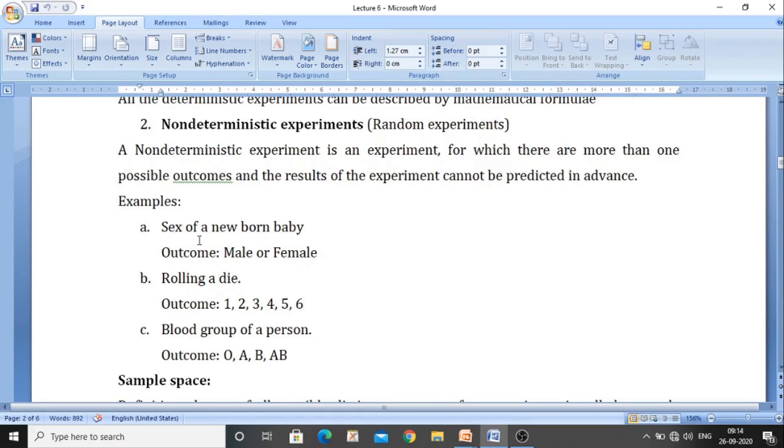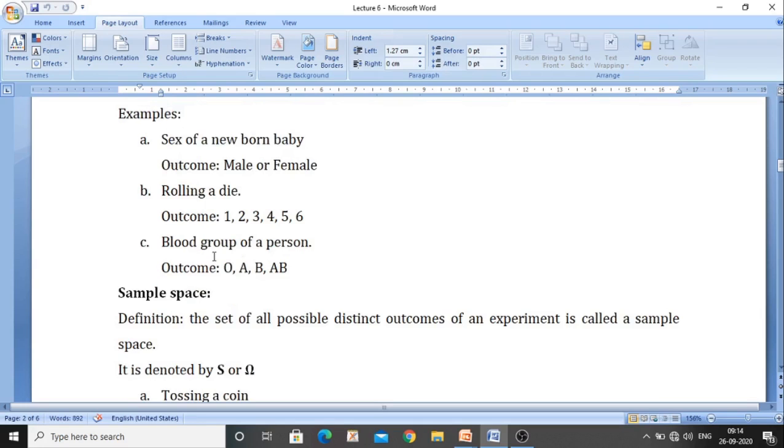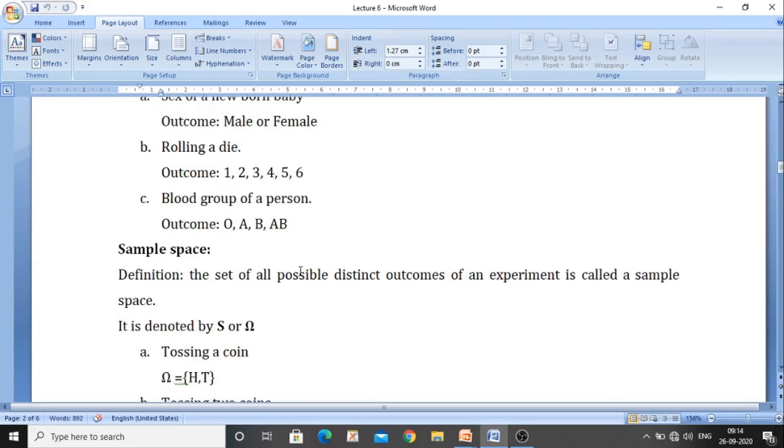For example, the sex of a newborn baby. We don't know what will happen, but we can judge that it will be either male or female. Second one is rolling a die. We know that there are 6 faces, so the outcome may be either 1 or 2 or 3 or 4 or 5 or 6. These are the possible outcomes. Blood group of a person: the outcome may be the main blood groups, that is O, A, B or AB. These are the possible outcomes for the blood group of a person.